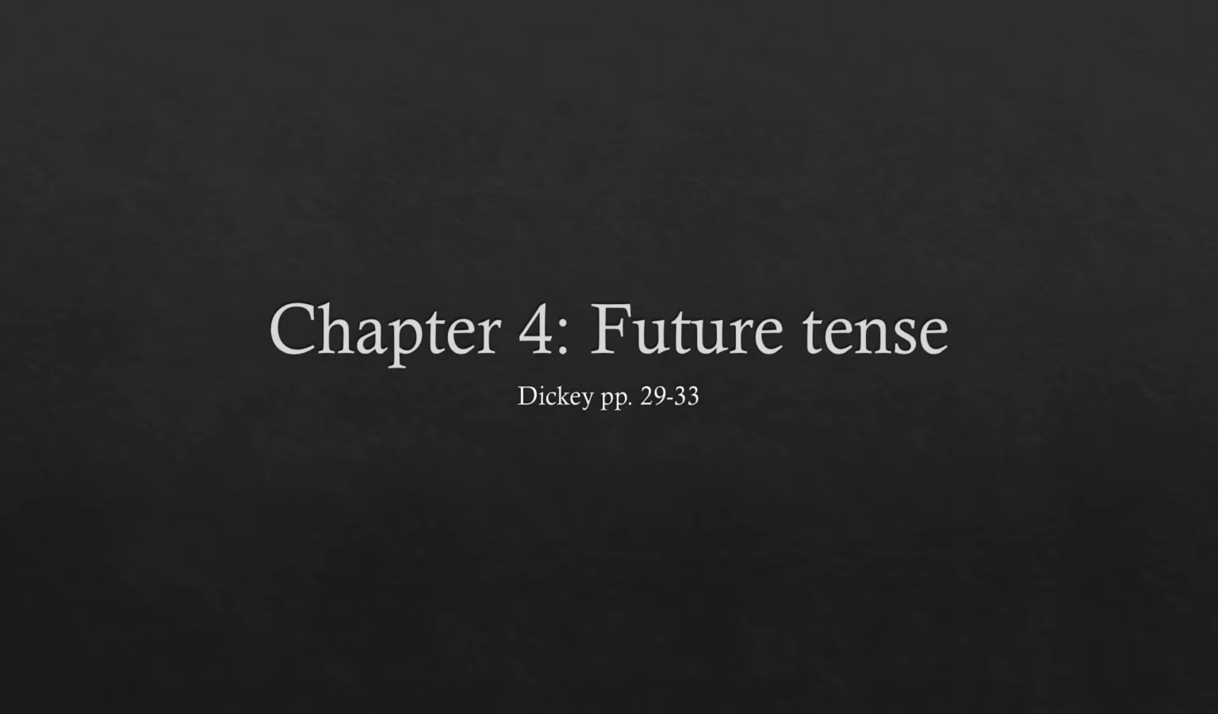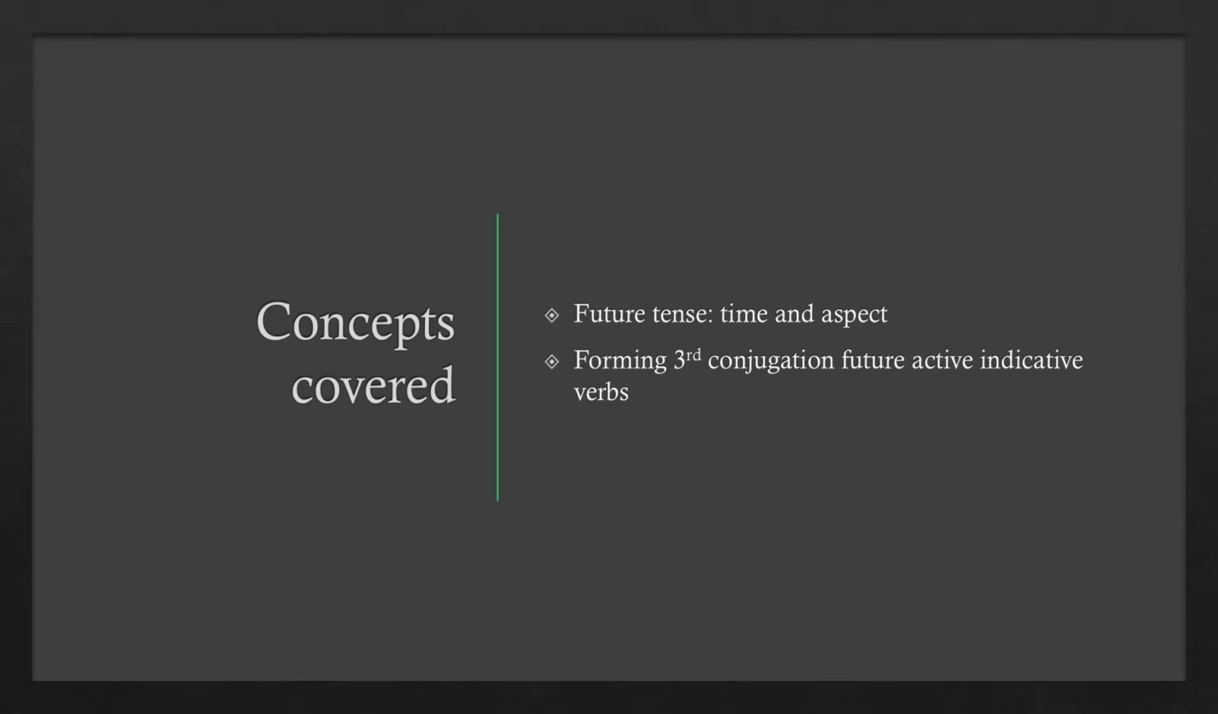Before watching this video, please read pages 29 through 33 in your textbook. This lesson will cover the following topics: future tense, time and aspect, and forming third conjugation future active indicative verbs.